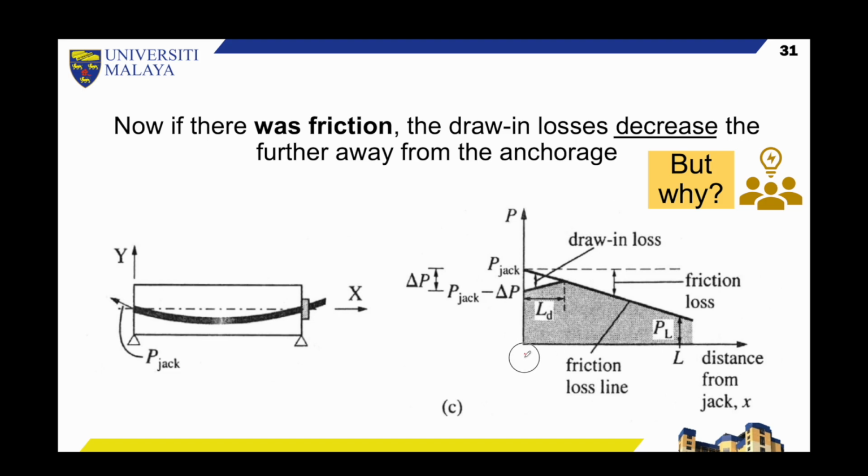This part here is the draw-in losses, the part that I'm highlighting in yellow. And at a certain point here, it actually stops. And because of friction, the losses will get less as we go further into the beam. So think about why this happens.